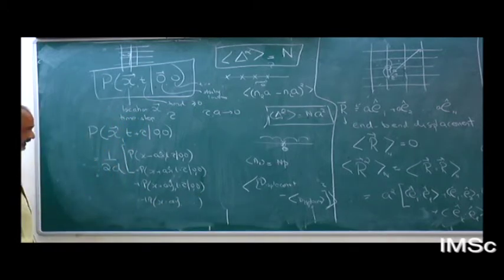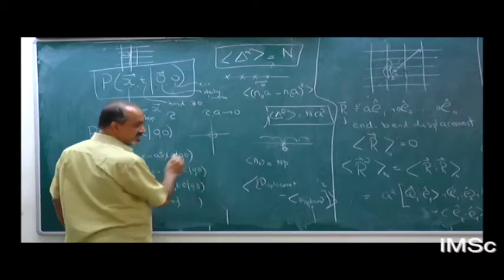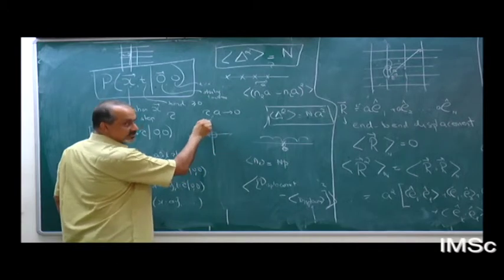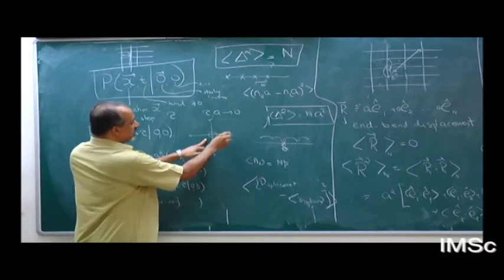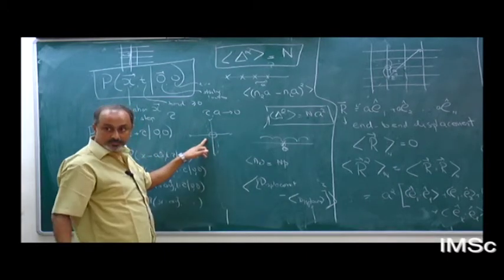So what am I doing here? All I am saying is that if I had to be here at time t, then I must have been in one of the neighboring sites at time t minus tau. Because the only way I can get here at time t is to have come either from here or from here or from here or from here.